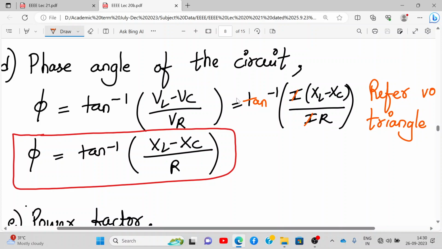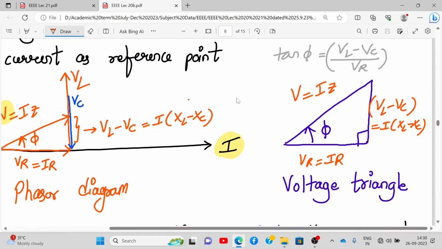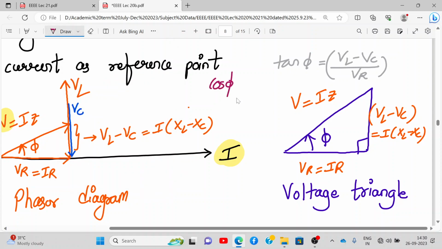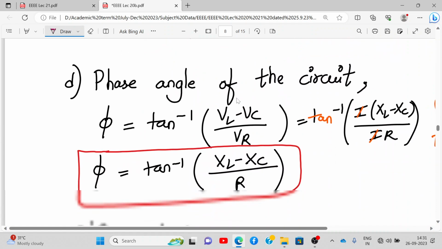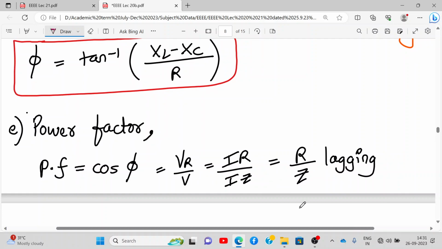What will be the power factor in this diagram? What is cos phi from this angle? VR upon V, correct? So what is the power factor? Power factor will be VR upon V, which is nothing but R by Z, and that will be lagging. Why lagging? Because the nature of the circuit is inductive. So please note it down. Power factor will be cos phi, and cos phi from the voltage triangle is R by Z, VR by V.